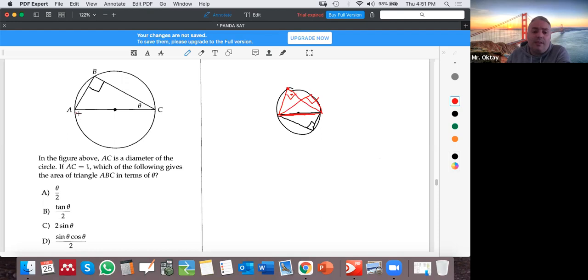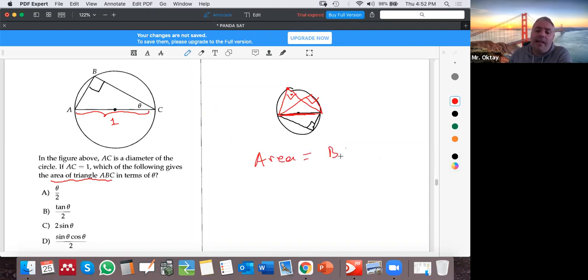AC is 1. This is now AC. Good. It means that half, 0.5, but I can't use the 0.5 anywhere. I have to put extra line segments, but I want to continue right now. Which of the following gives the area of triangle ABC? Good.